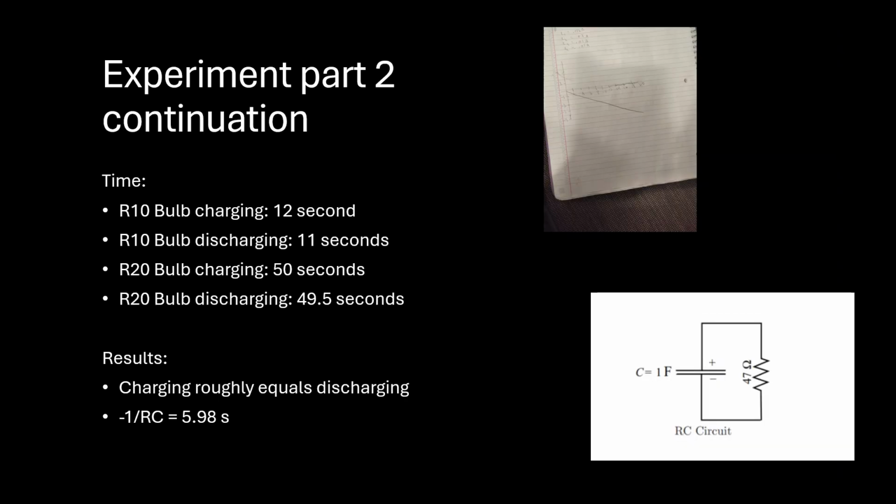Here is the part two continuation of the experiment. That's my graph, because it got corrupted, and that's the example. The time for the R10 bulb charging is 12 seconds. For the R10 bulb discharging, 11 seconds. For the R20 bulb charging, 50 seconds. The R20 bulb discharging, 49.5 seconds. Give or take, it's equal. Round up a little bit. And the slope time is 5.98 seconds.